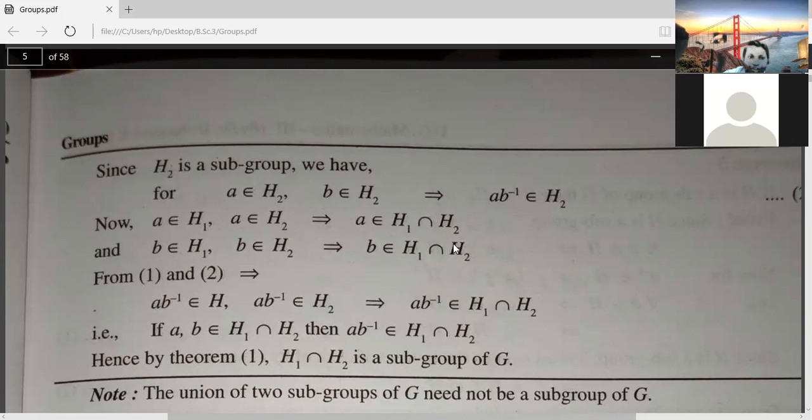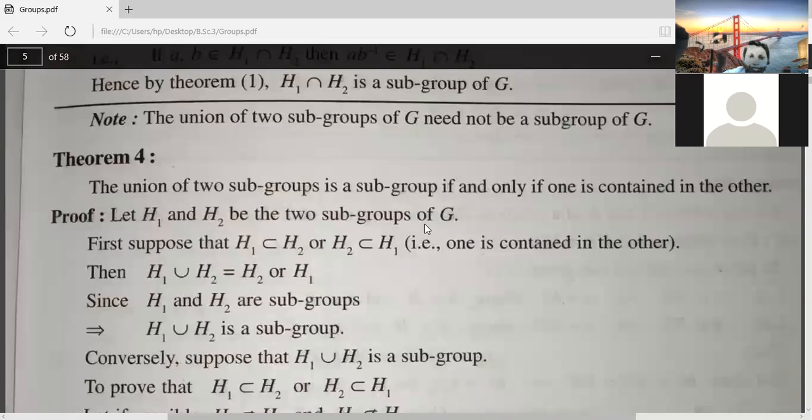Now, the next theorem: the union of two subgroups is a subgroup if and only if one is contained in the other. Here, this is "if and only if", so we have to prove both: if P then Q, and if Q then P. Let H1 and H2 be two subgroups of G.